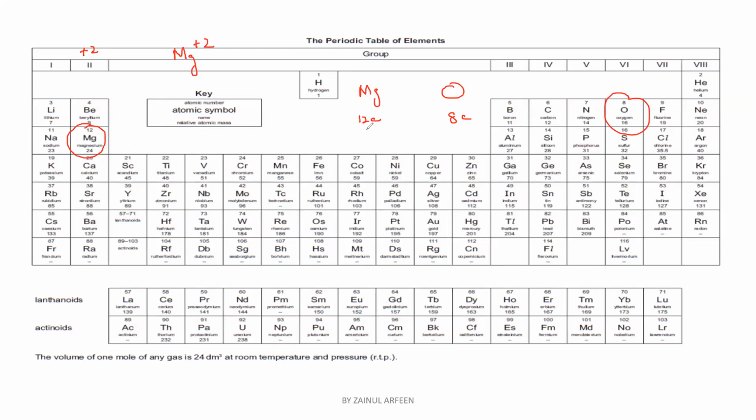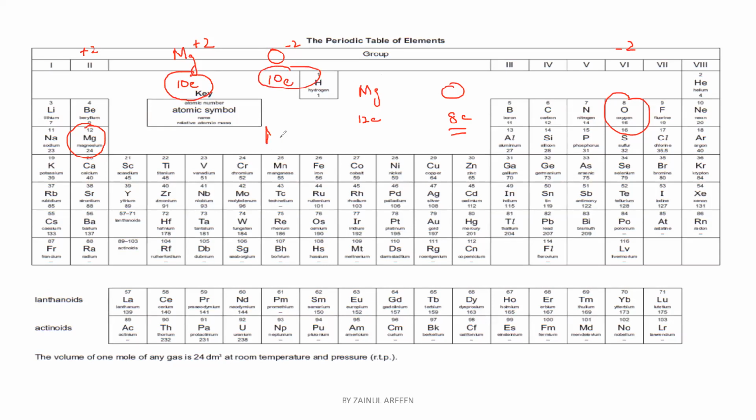So if the magnesium atom is having 12 electrons, how many electrons will be there in a magnesium ion of charge plus 2? Because it loses 2, the magnesium ion will have 10 electrons. And same thing, oxygen belongs to group 6, so the valency will be minus 2. So the oxygen charge will be minus 2. The oxygen atom is having 8 electrons, but an oxygen minus 2 ion means it is having 2 extra electrons. So how many electrons will be there? 10 as well. So in this example, both the ions have the same number of electrons.